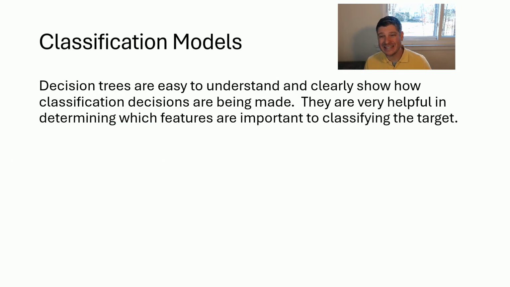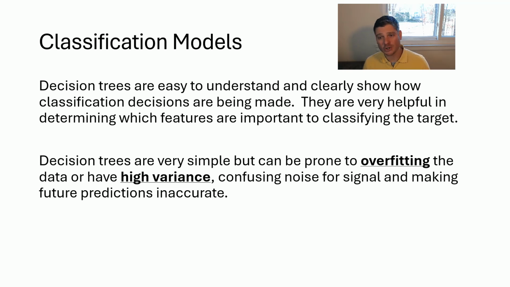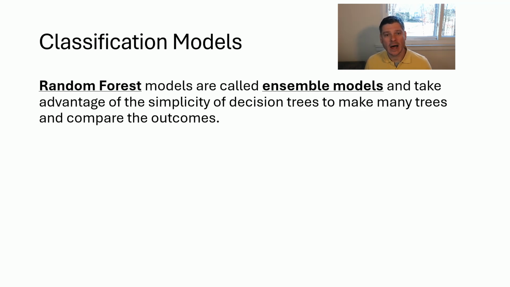But even though they're easy to understand and show us exactly how the decisions are being made and are very helpful in determining important features, they're also very prone to overfitting our data, or they have very high variance, meaning they confuse the noise for the signal and make future predictions inaccurate. And again, it's very important to test later on with our testing data: is my decision tree actually working appropriately? To get around this, the random forest models are really useful.